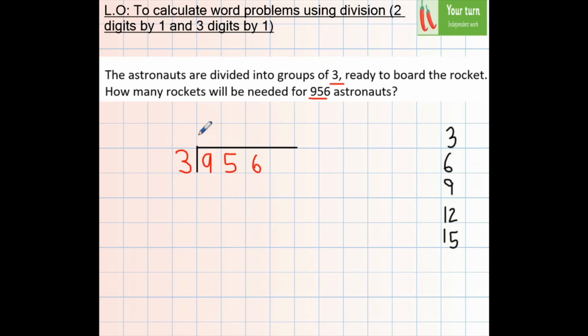Okay, how many 3s go into 9? Well, you know that. 3. Oh, that doesn't look like a 3. How many 3s go into 5? What's the closest you could get? Well, it's going to be 1, isn't it? With a remainder of 2.